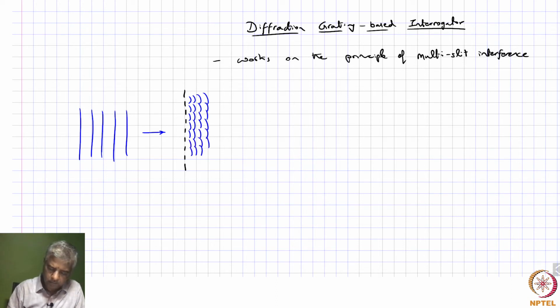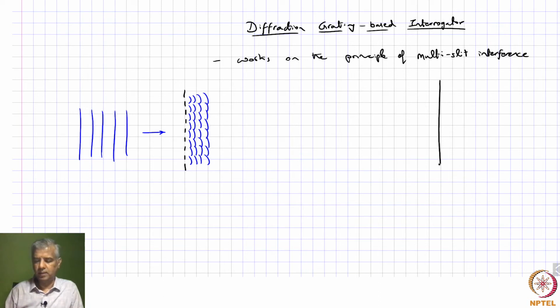So, you will have all these wavelets that are generated from each of the slits, and these wavelets, when they propagate over space, strike this screen. When we look at the intensity pattern on the screen, let us say this is our optical axis, all of them will of course constructively interfere at this point, because they will all have the same path length difference when they come over there.